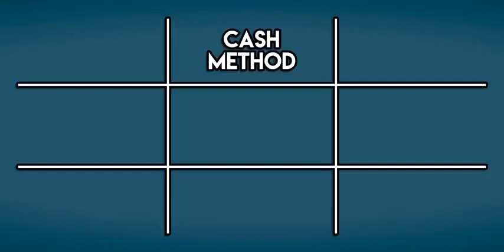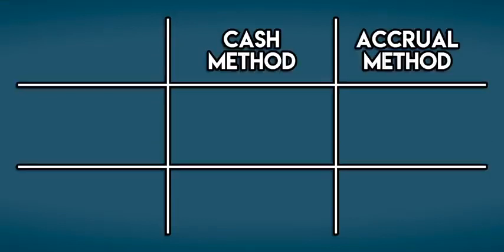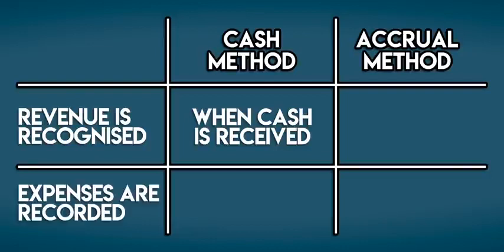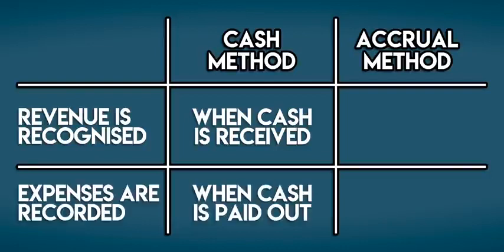You see, there are two methods of accounting. We have the cash method and the accrual method. The cash method of accounting is often used by smaller businesses. It says that revenue is recognized when cash is received and expenses are recorded when cash is paid out. Under the cash method, the income statement and the cash flow statement are equivalent to one another. If cash comes in, we record revenue, and if cash goes out, we record an expense. It's nice and simple, but it has its limitations.